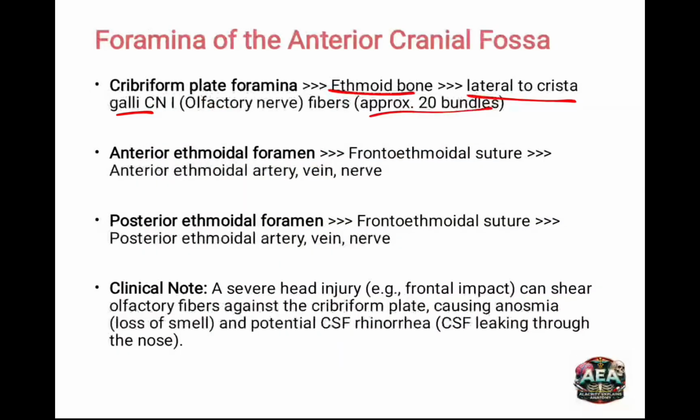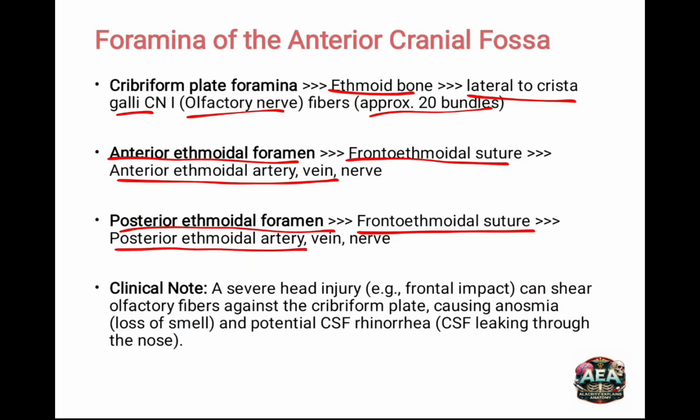There are approximately 20 bundles of the olfactory nerves, and they pass through this foramen. We have the anterior ethmoidal foramen, which is located in the frontoethmoidal suture and allows for passage of the anterior ethmoidal artery, vein, and nerve. We have the posterior ethmoidal foramen, which is located in the frontoethmoid suture between the frontal bone and the ethmoidal bone. It allows for passage of the posterior ethmoidal vein, artery, and nerve.